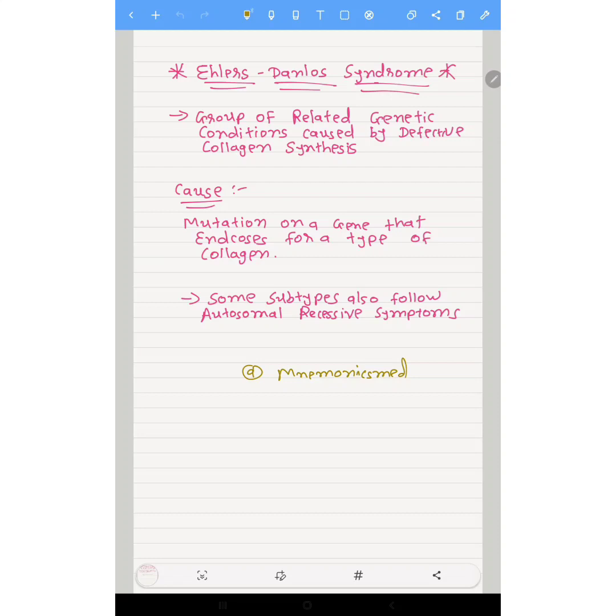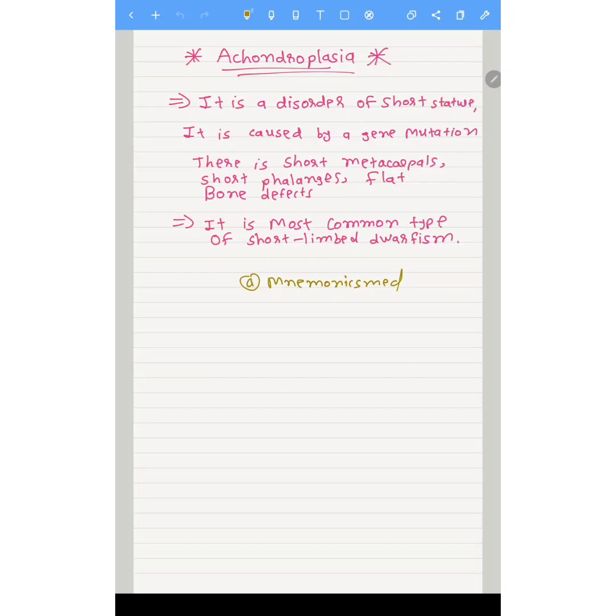You have to remember achondroplasia. It is a disorder of short stature caused by a gene mutation. There are short metacarpals, short phalanges, and flat bone defects. It is the most common type of short limb dwarfism. So you have to remember this many points for achondroplasia.